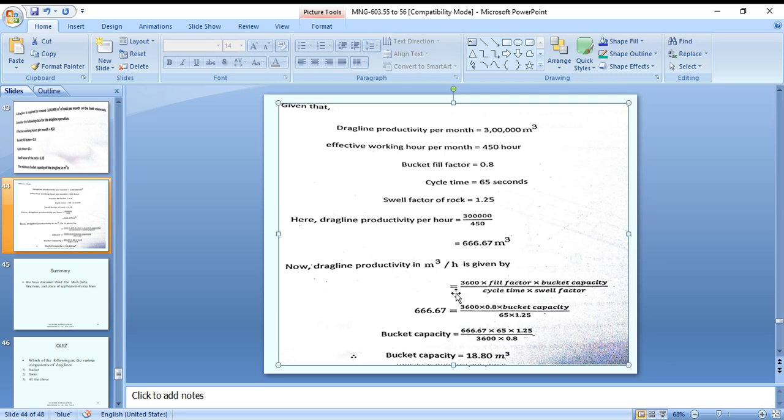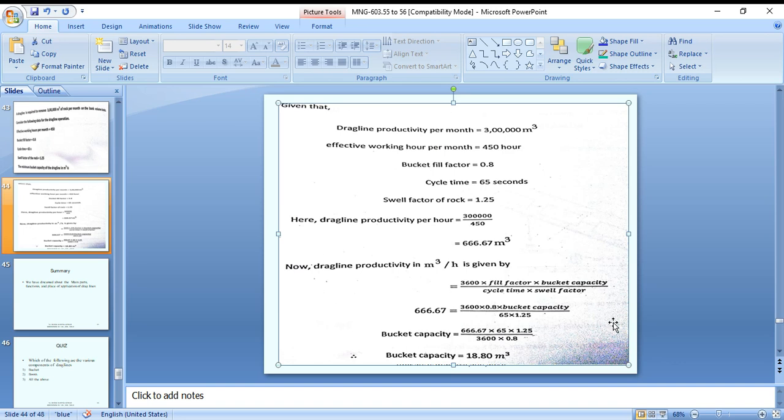Now that is equal to 3600 times the fill factor and the bucket capacity, which we don't know, multiplied by the cycle time into the swell factor. So we take the bucket capacity to the left hand side. With a simple calculation, we get 18.8 cubic meters bucket capacity required to get 3 lakh cubic meters production per month. This is a simple calculation.